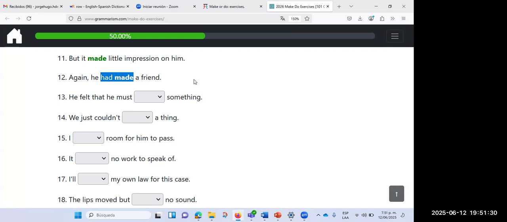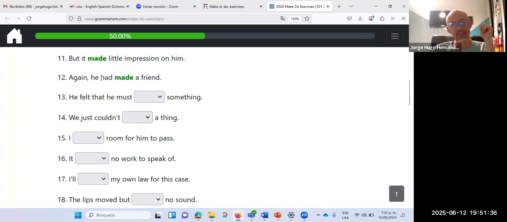Una vez más, él ha hecho un amigo. Había, past. Había. Yes, past. Remember that the verb have, the verb have or has, has two meanings. One meaning, tener.